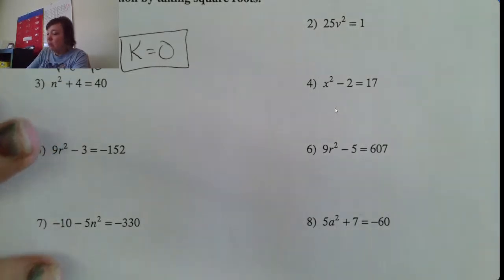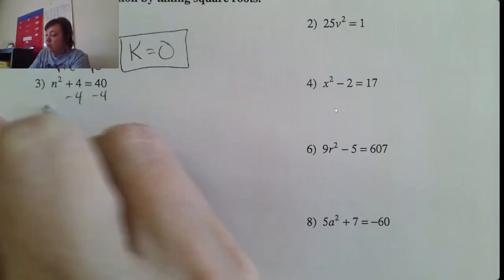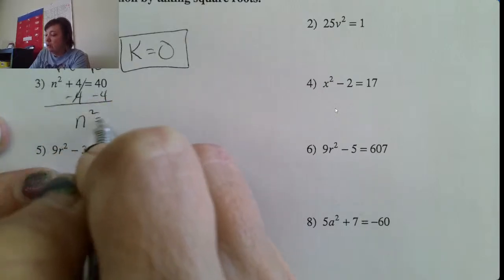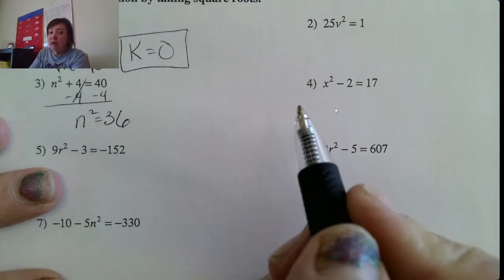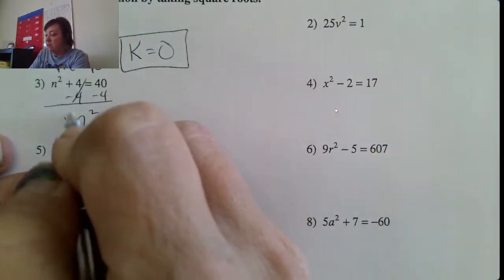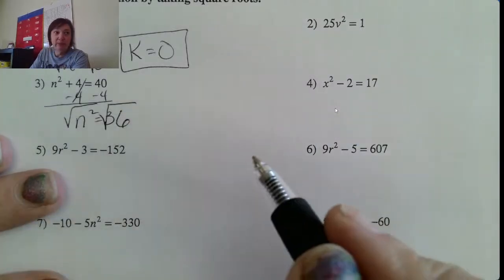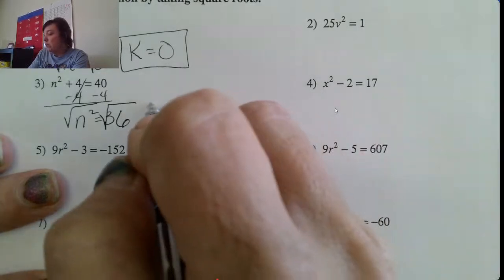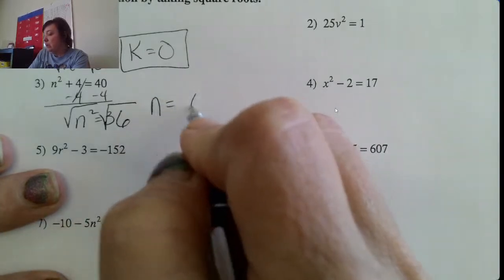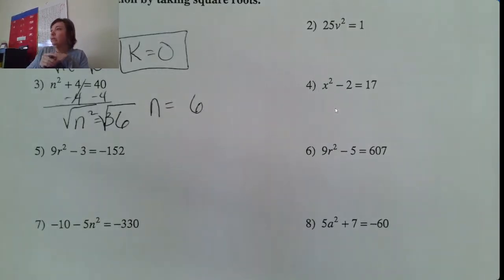So on number 3, what's our first step going to be? Subtract the 4. And so we've got n squared equals 36, right? And then our next step is we're going to take the square root of both sides, right? Now this is where we need to have a chat. Because what we always put as our answer would be 6, right? We'd say we take the square root of 36 and we know that that's 6. Here's the problem though. It's not just 6.